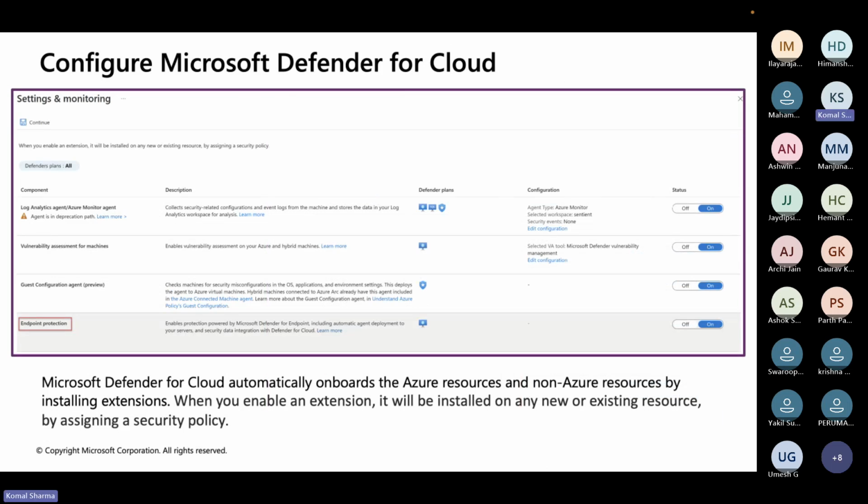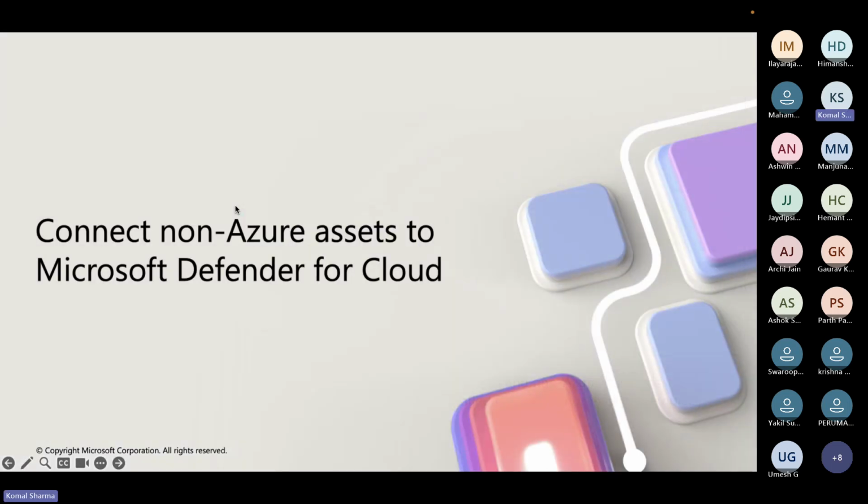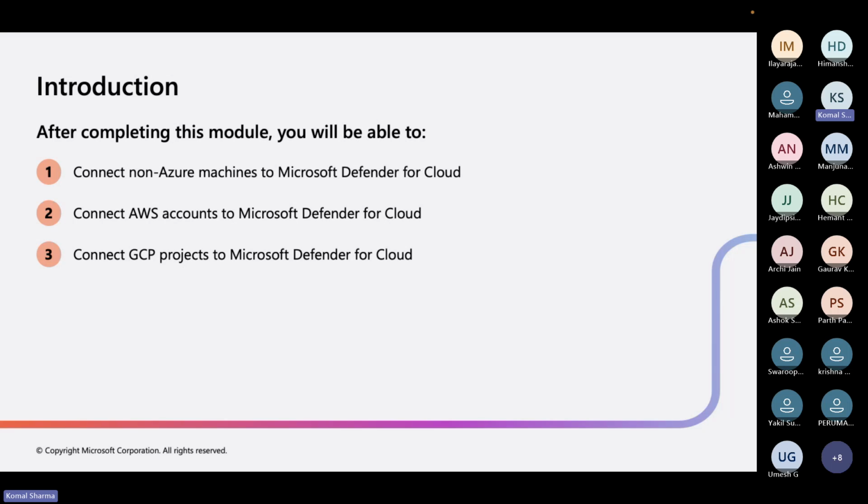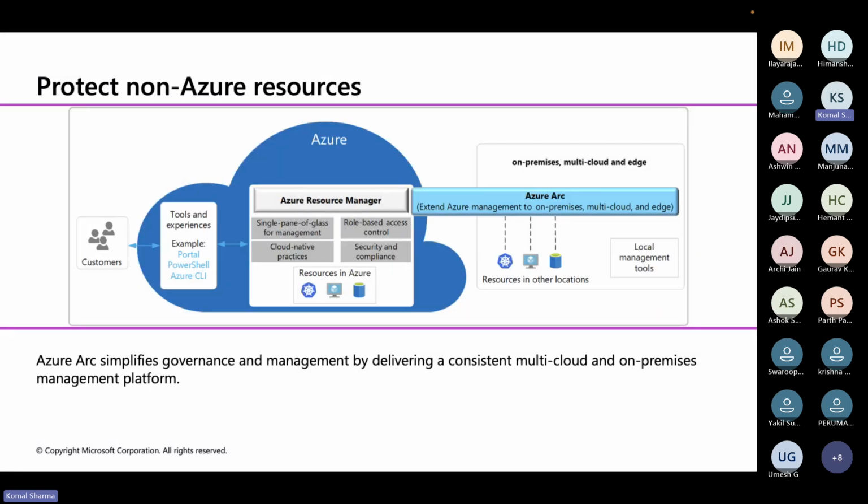And as we have just enabled the plan for it, you can also connect non-Azure resources with Microsoft Defender for Cloud. So when you are using Defender for Cloud, you have Microsoft Defender for Cloud capability for your hybrid environment, right? And it can help you to connect with non-Azure machines, connect with an AWS account or a multi-cloud environment. Here you have Azure Arc.